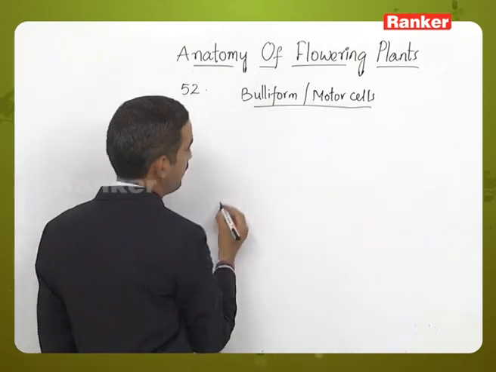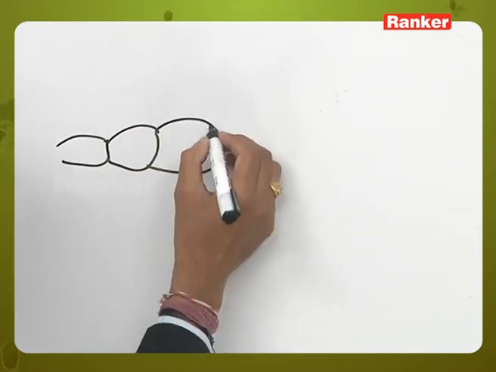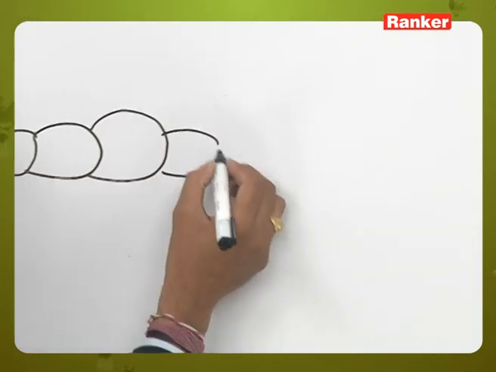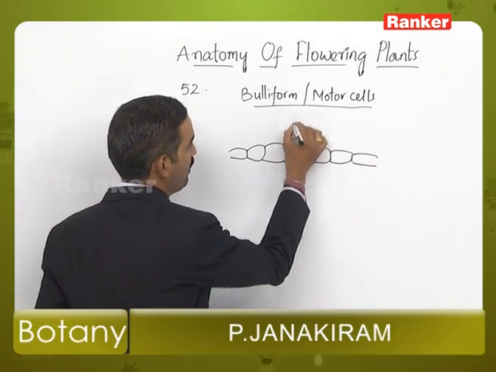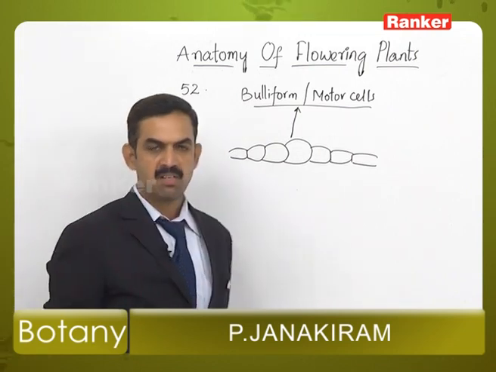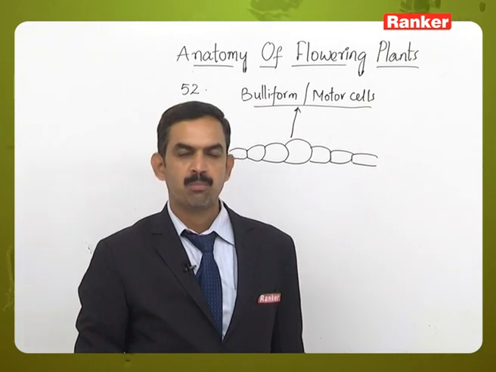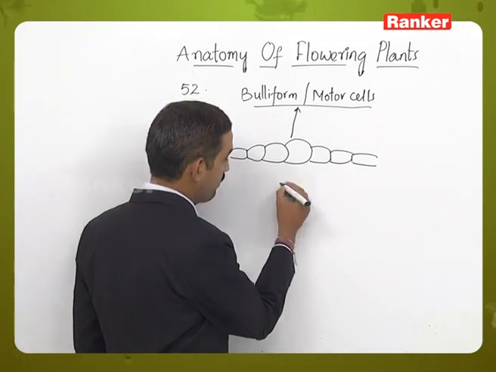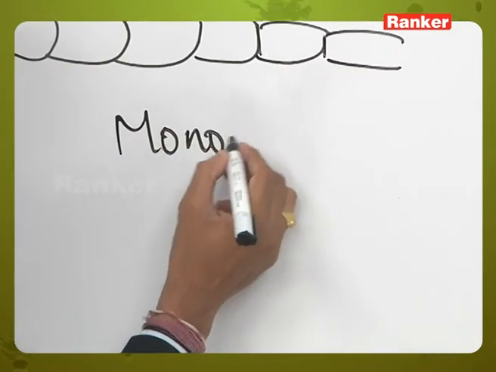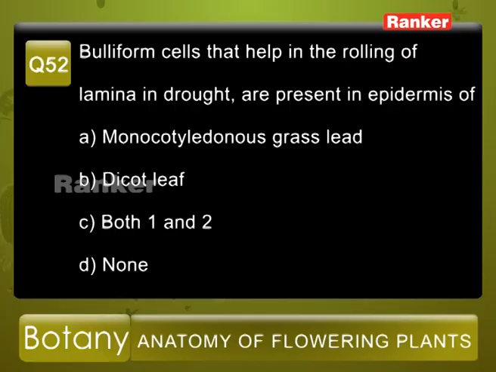This type of characteristic feature can be seen in the upper epidermis, where some of the cells become larger in size. This type of special cells present in the upper epidermis are called bulliform cells, and these help in rolling and unrolling of the leaf depending upon the availability of moisture and dry condition in the atmosphere. This characteristic feature is seen in the monocots, particularly in the grasses. So from the given options, option A is the correct answer.